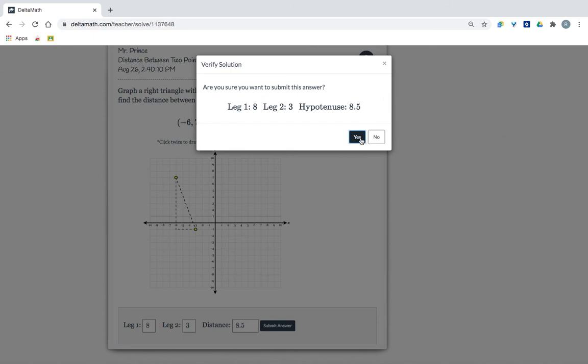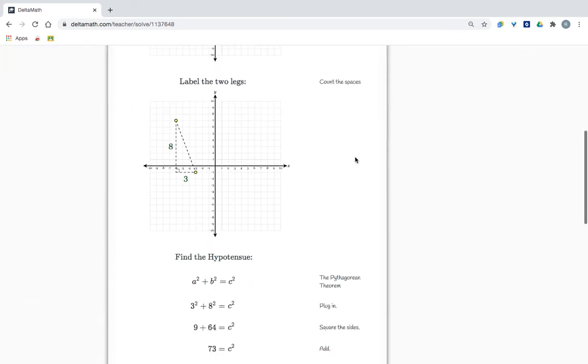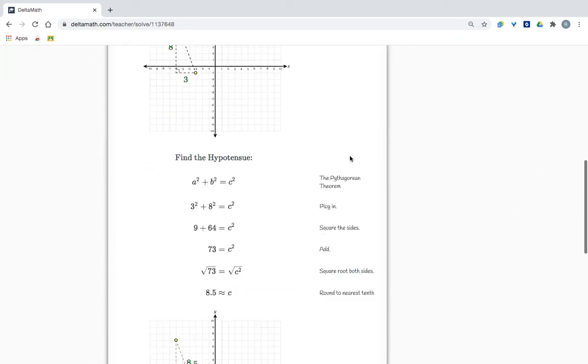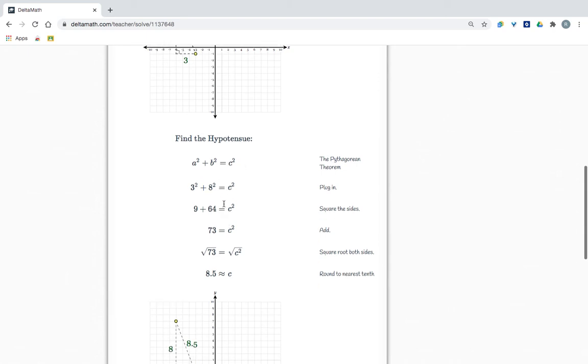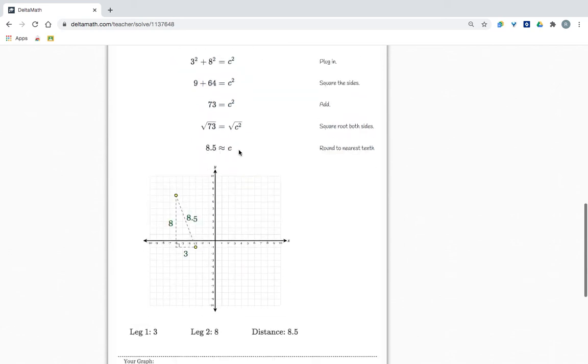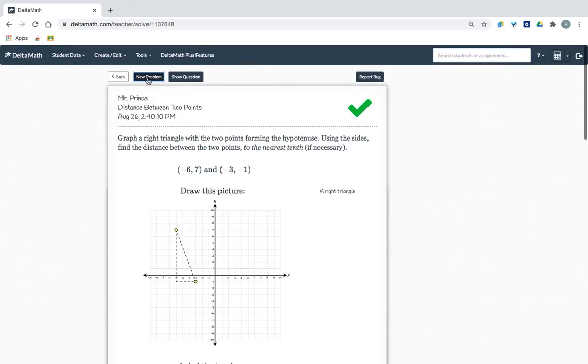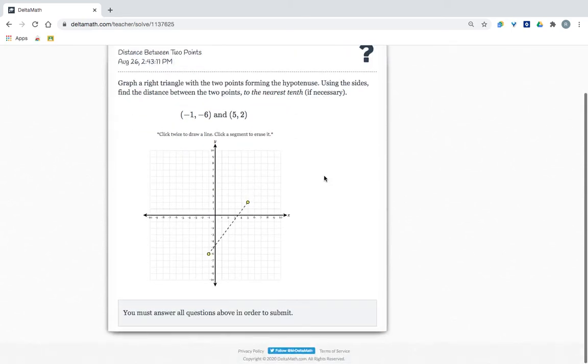It asks me, hey, do you like that answer? Yeah, I like it. I know it's right. Just to show you again, it gives you a nice little breakdown. That's what we love about Delta Math. It gives you a nice little breakdown of the actual math. So now you see the a squared plus b squared equals c squared. It gives you all that information, and then there you go. It says 8.5 is congruent to your c value, which is the hypotenuse. So again, to show you how to graph that, that's really the only reason I'm making this video.